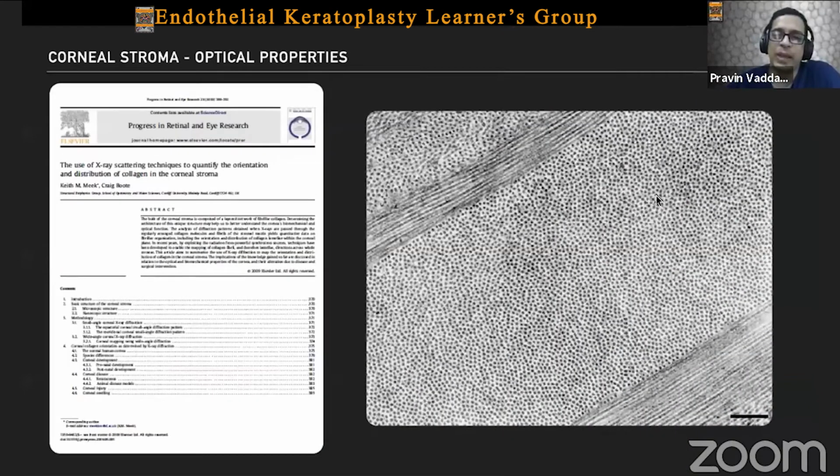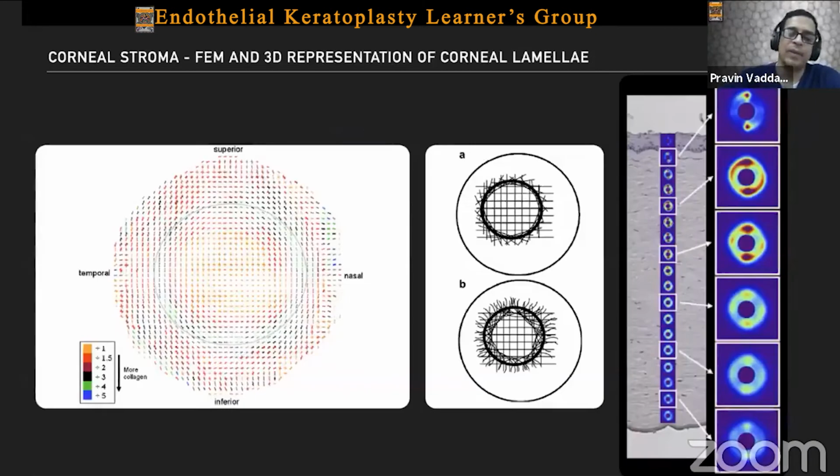The other important aspect of the arrangement of collagen fibrils within these lamellae is the optical properties. Again, we're not going to go back to school to talk about the spacing and why it is important for this spacing to be regular. But what is also important is the fact that if you do X-ray diffraction studies, again, this is from Kenneth Meek and his group, fantastic studies about X-ray diffraction.